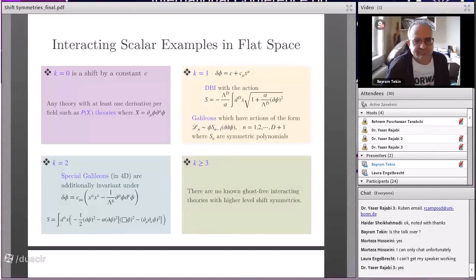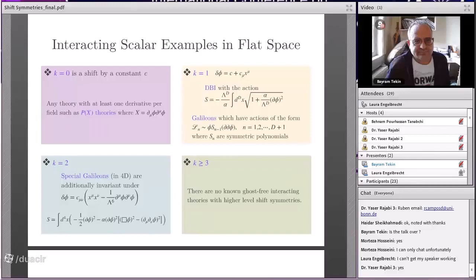At k equals 1, in addition to just the constant piece, you also have a piece linear in x. Theories that are invariant under this type of shift symmetry are things like DBI, which naively you might think would only have a level 0 shift because it looks like the form of a P of X theory, but actually it's invariant under this higher order shift symmetry. Another example is Galileons, which have actions of the form where you take the field and then you have these symmetric polynomials that come in some certain combination, which are just functions of two derivatives acting on the field. These are theories that are often used in cosmological models and are well known in cosmology. So those are another example of k equals 1 level shift symmetric theories.